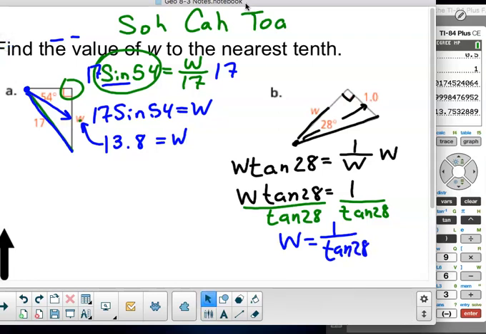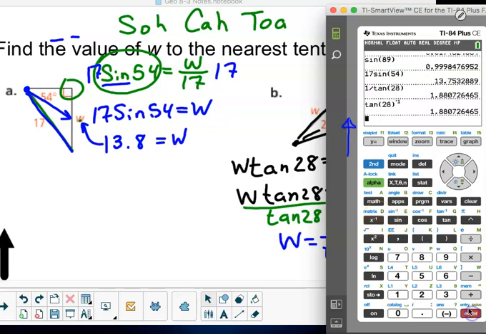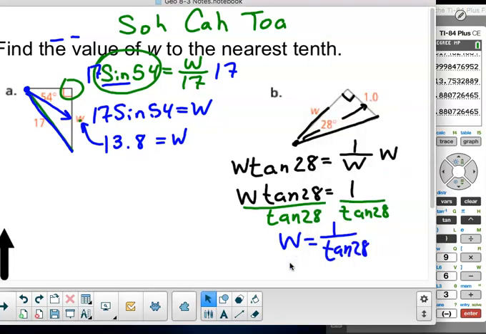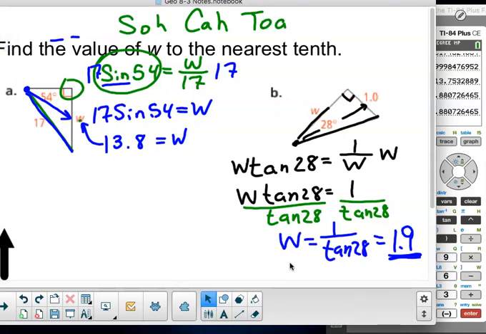Now there's a couple ways I can put that in my calculator, but I've got 1 divided by my tangent of 28. And that's the first way. I could go, well, tangent of 28, and I could flip it, and hit enter, and it's the same value. So it's 1.88, and I'm supposed to go to the nearest tenth, so it's 1.9. So this is 1.9. So I got my W here for B and my W there for A, and make sure you're careful of how you set it up.